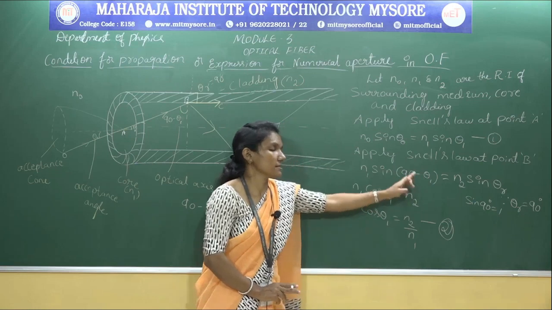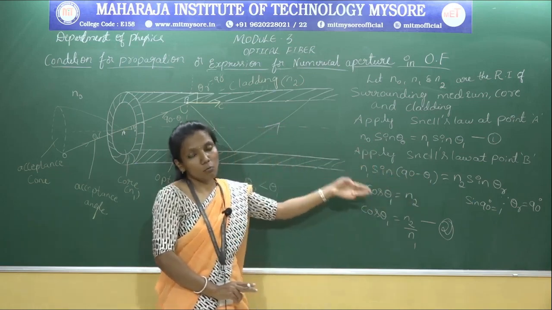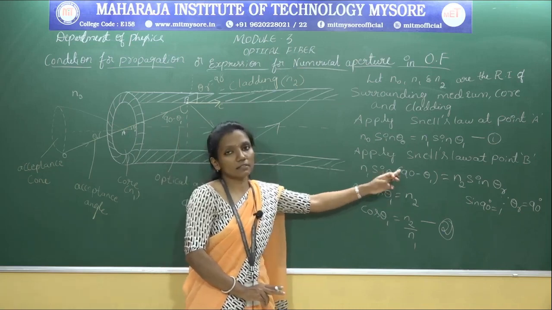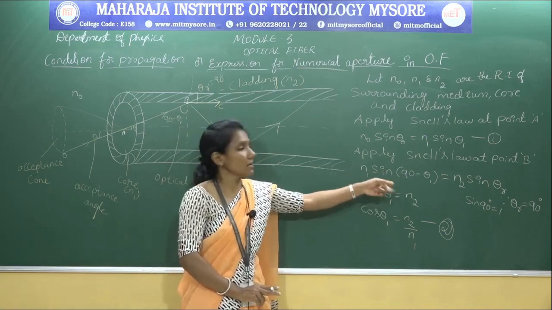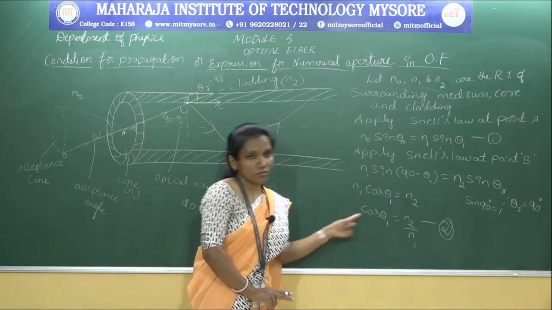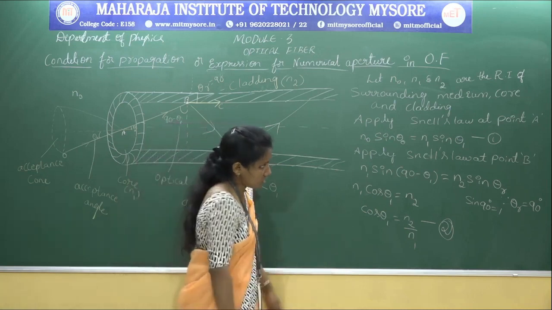But for sine of 90 minus theta 1, in the first quadrant all are positive, but for 90 and 270, sine will become cos and cos will become sine. So here sine of 90 minus theta 1 will give cos theta 1. I name it as equation 2.